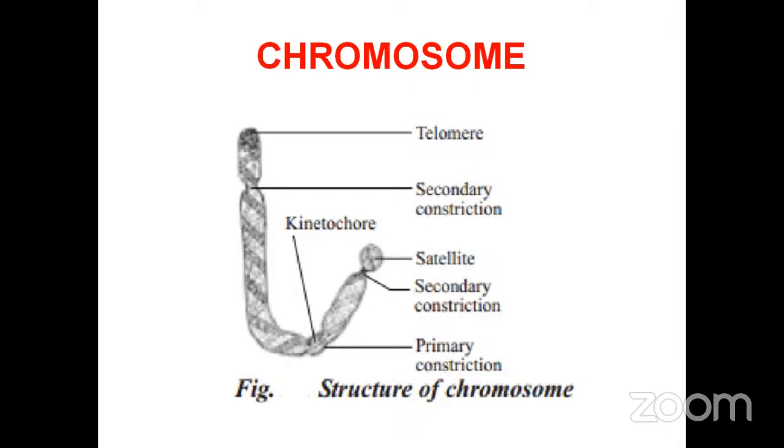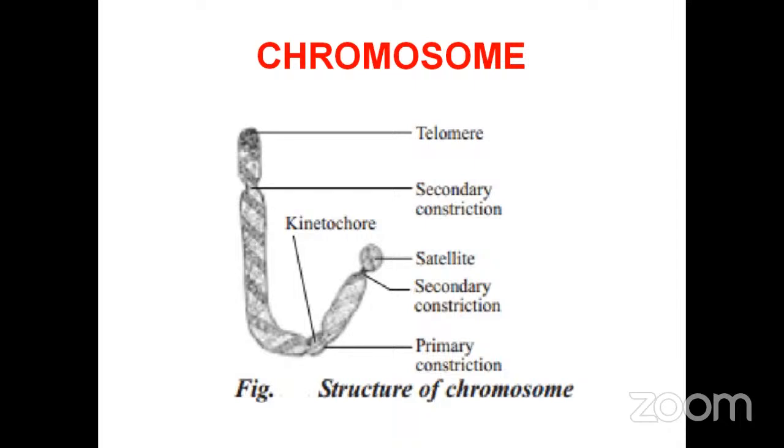Sutton and Boveri proposed the chromosomal theory, which stated that chromosomes are vehicles of heredity. That means heredity is transferred from one generation to another generation. Hofmeister first identified deeply stained dark red structures in the dividing nucleus of pollen mother cells of Tradescantia, first observed in pollen mother cells by Hofmeister.